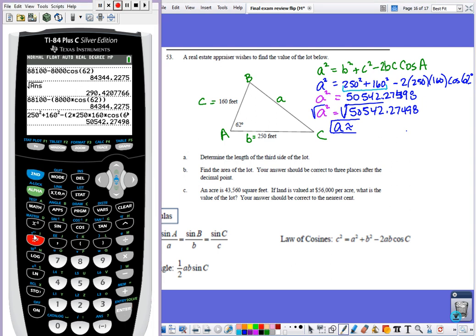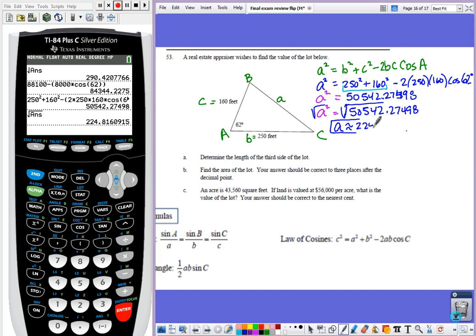so we're going to go second square root, second answer, enter, and we get approximately 224.816 feet. All right, so I'm going to encourage you to actually type that whole thing in very carefully instead of simplifying the other way. I really honestly don't quite know what happened. All right, sorry. So we determined the third side of the lot.